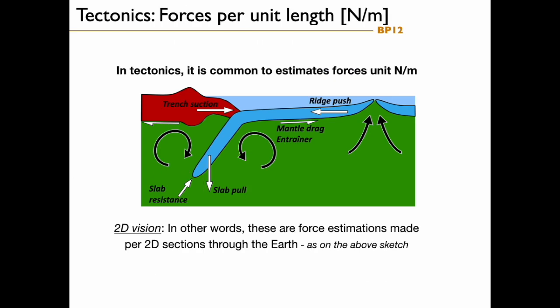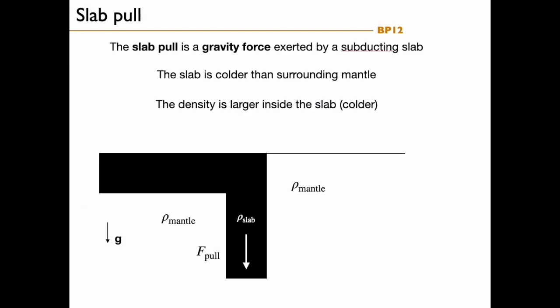So in tectonics, it's common to estimate forces in units of Newton per meter. In other words, we have a 2D vision. We make force estimations per 2D cross section through the Earth, as on the sketch above. So all the force estimates we make in the next slides will be in units of Newton per meter.